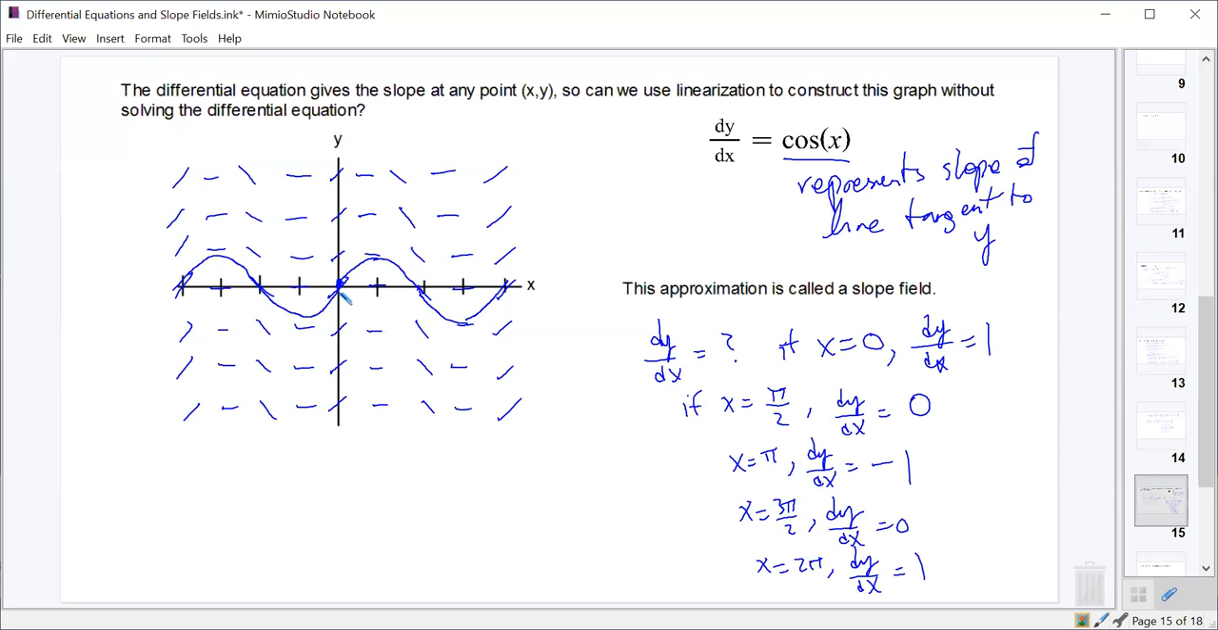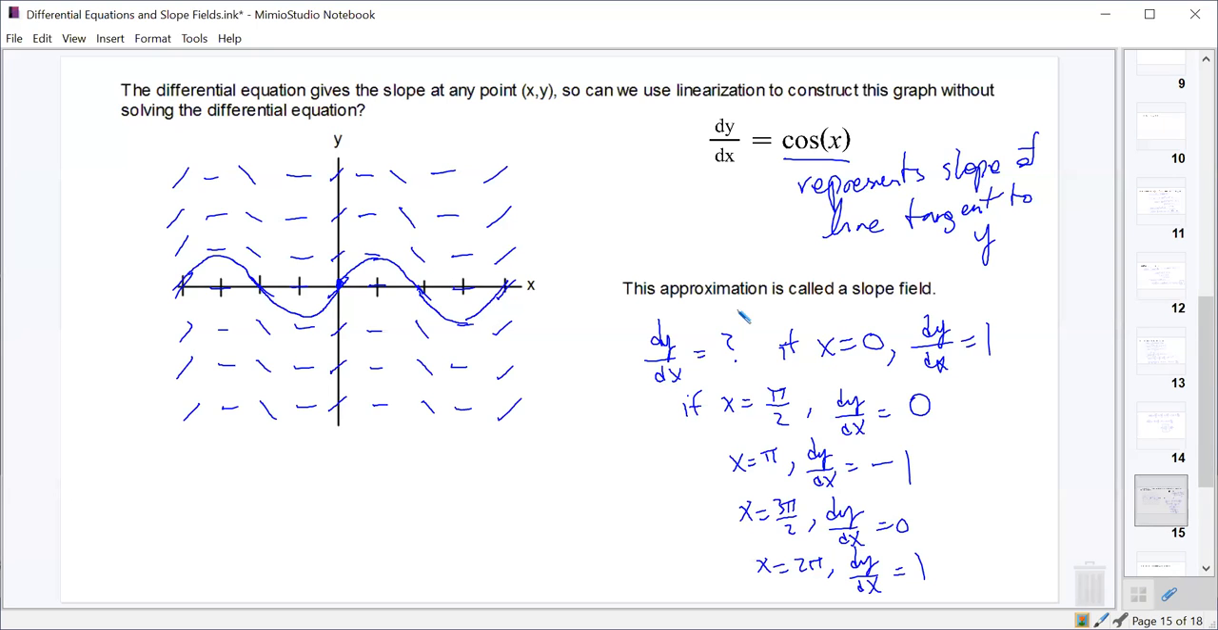And what does this look like? It looks just like a sine curve, right? Sine starts in the middle of an oscillation right here at the origin, right? Goes up, and then down, and then up, and then down. And it would repeat infinitely like that. And so that's what a slope field would go through.